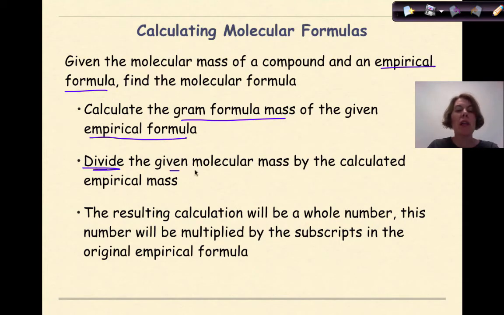Divide the given molecular mass by the calculated empirical mass that you just found. The resulting calculation will be a whole number. This number will be multiplied by the subscripts in the original empirical formula. Let's see an example of what this would look like.